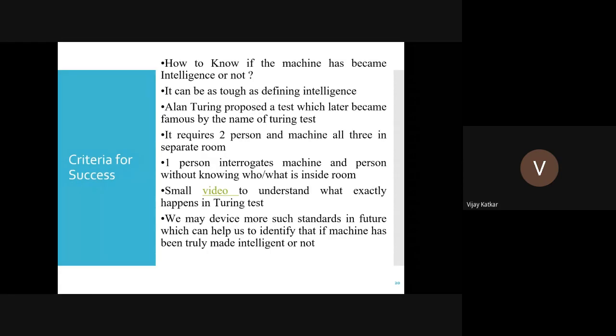Then criteria for success. Criteria for success is the most important thing to define, because criteria for success means we have achieved success in some way. So that is an important thing. Let's say how to know if a machine has become intelligent or not. That is a criteria for success, when you can say that the machine is sufficiently intelligent. It can be as tough as defining intelligence, because how can you define machine intelligence?